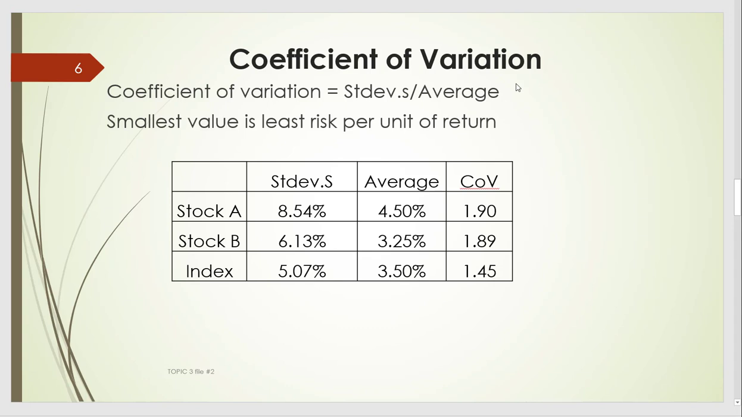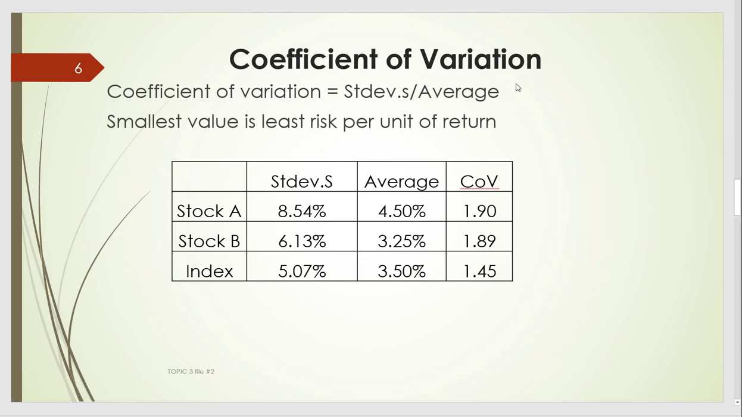So it's a risk per unit of return measure. If we look at stock A, the standard deviation is 8.54. We divide it by 4.5 and we get a coefficient of variation of 1.9, meaning the risk is 1.9 times the size of the return.